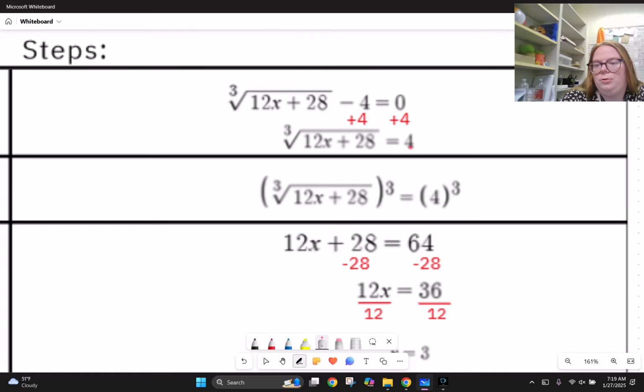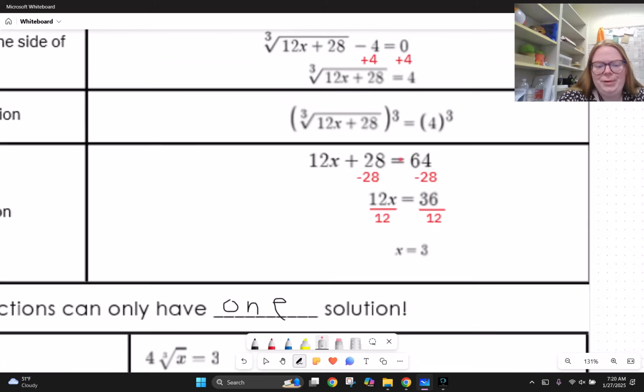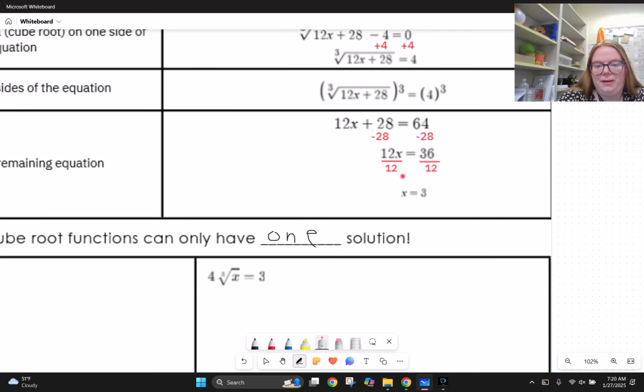For cube roots, you're still isolating that radical. That's always going to be the first step. So here I had to add 4 to both sides, which gave me this cube root equals 4. Then, just like before, we need to get rid of the cube root. So we cube both sides, which gets rid of the cube root, and we're left with just that 12x plus 28. 4 cubed is 64. And then we keep going from there.